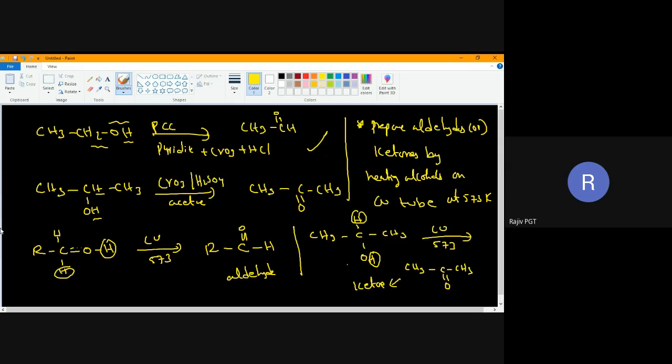This is a primary alcohol. This is a secondary alcohol. Products are the same. Are you writing? Can I proceed? Let us try this same reaction, copper and 573 K. Dehydrogenation also comes under oxidation.